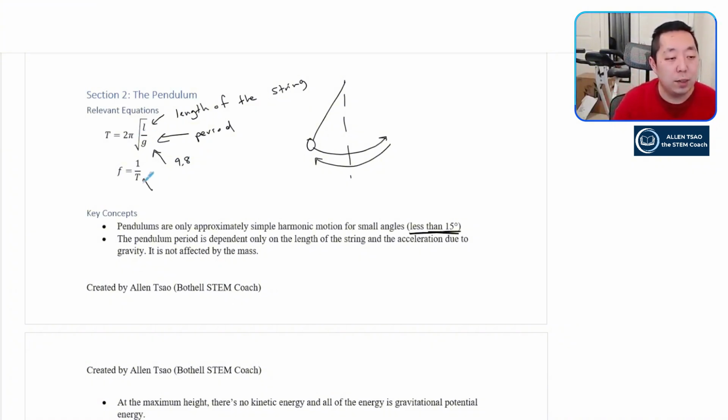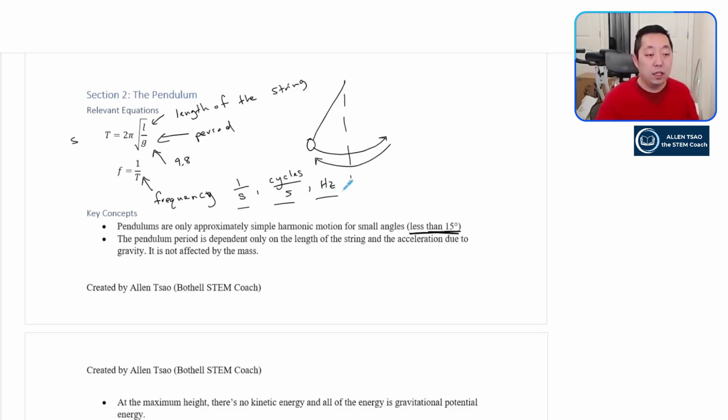The other thing we talk about is the frequency. Frequency is 1 over the period. Period is measured in seconds. Frequency is measured in 1 over seconds, or sometimes we call it cycles per second, or it's measured in hertz. These are all the same unit, actually, because the frequency is like the number of cycles per second.